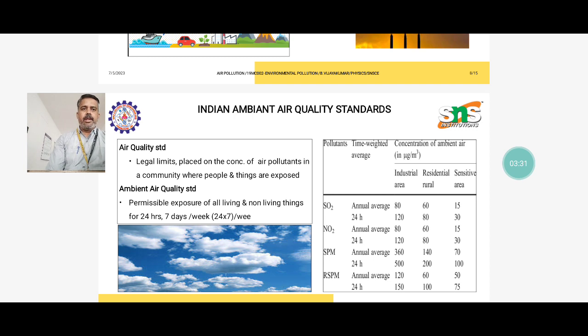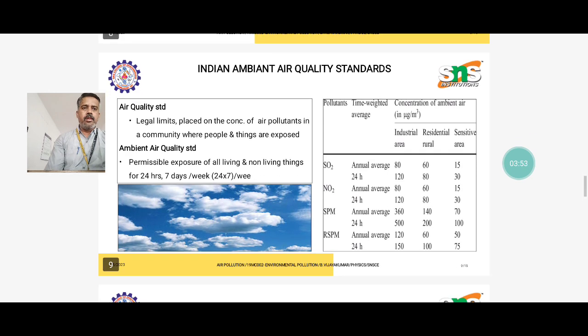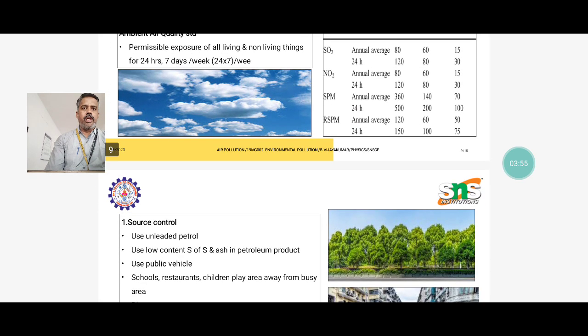Then the Indian ambient air quality standard. The air quality should be maintained within a particular range. Ambient air quality means all living and non-living things are considered 24 hours a day, 7 days, that means per week. It should be clear air, but nowadays most of it is polluted air.